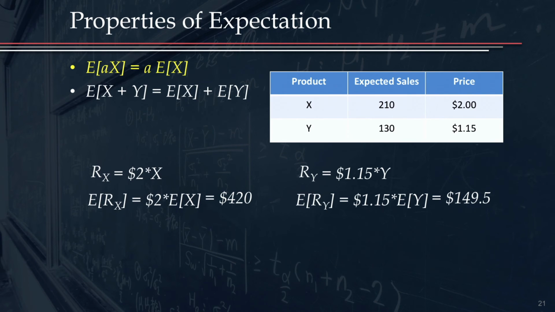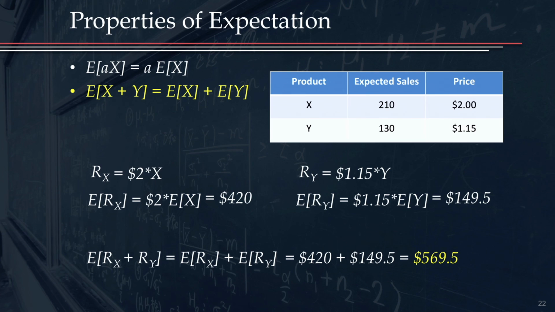So now we're in a position to calculate the expected revenue of X plus the revenue of Y. This is equal to, using the second formula, the respective expected revenues summed together, which in this case is equal to $420 plus $149.50, or $569.50. So in general, these properties of expectation will help you to combine different random quantities and do some calculations in that way.